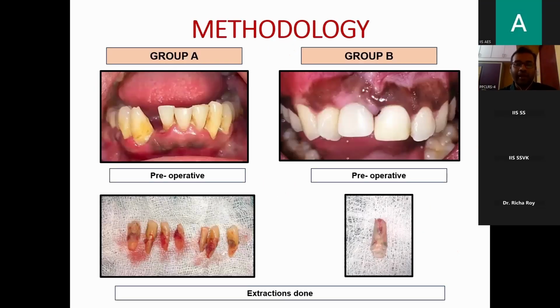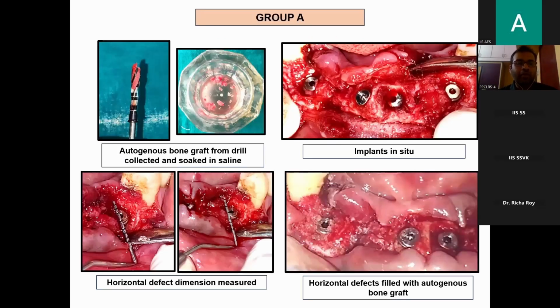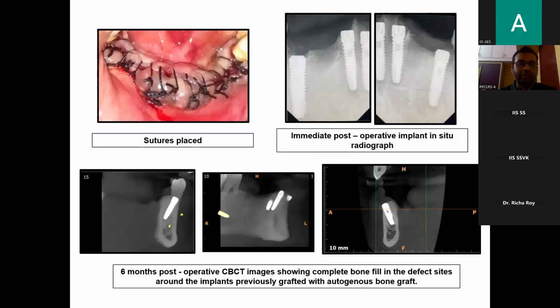These are the photographs of the standard protocol followed. Extractions were carried out in both Group A and Group B. In Group A, the autogenous bone graft particles collected from the drills were soaked in saline, and these are the implant in situ photographs, with horizontal defect dimensions being measured. The horizontal defects were compacted with the autogenous bone graft material and sutures placed. Here are the immediate postoperative radiographs of the implants, and the 6 months postoperative CBCTs showing the complete bone fill.